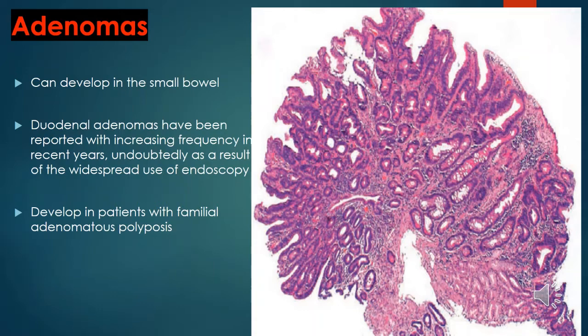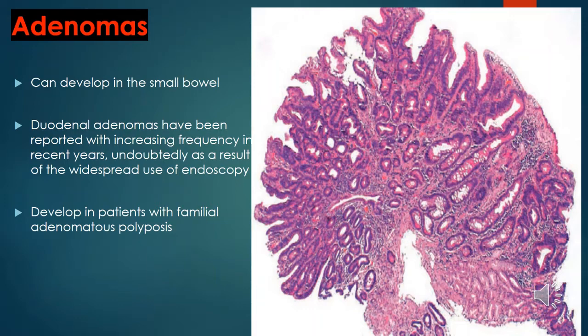Adenomas can be single or multiple. They may be pedunculated or sessile, and they can have the microscopic appearance of a tubular, tubulovillous, or villous adenoma. Tubular means gland formation is there, a gland-like appearance. The villous is like finger-like projections on the surface. The tubulovillous means the combined features of both.